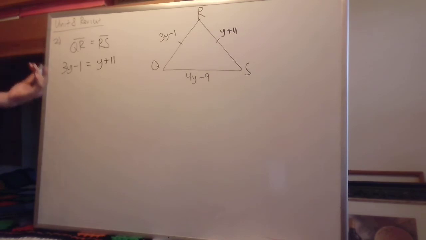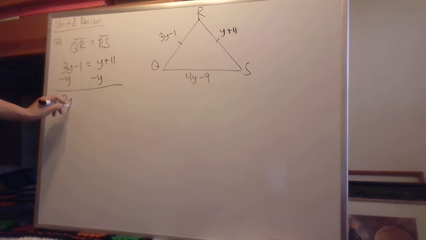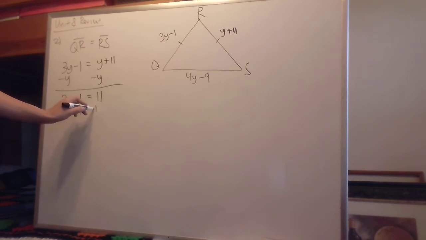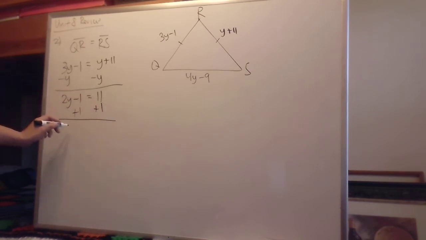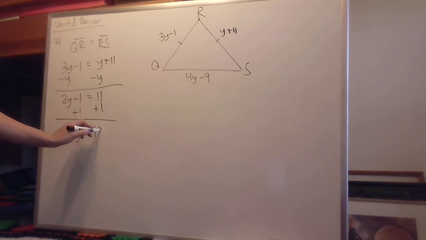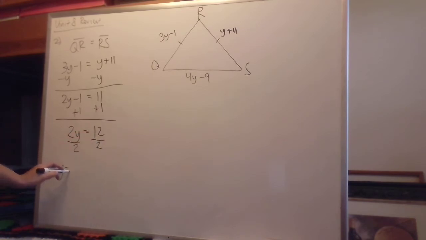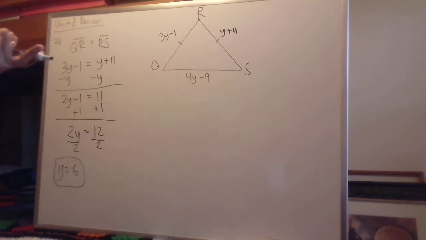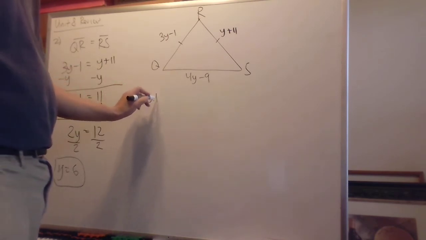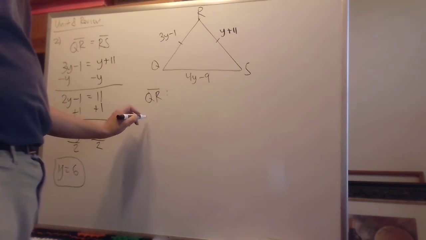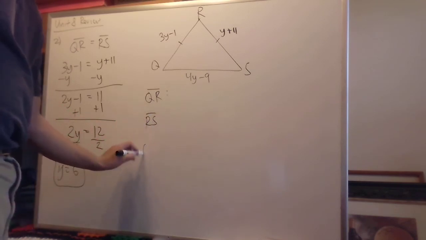Now I'm just going to use algebra to solve, and essentially we want to move the y over to one side of the equal sign. So 3y minus y is 2y, and we have 2y minus 1 equals 11. We want to now move the numbers to the other side, so we have 2y equals 12. Then lastly, we solve for y by dividing by 2, and 12 divided by 2 is 6. So y equals 6. That helps us out because now we can find the length of QR, the length of RS, and the length of QS.